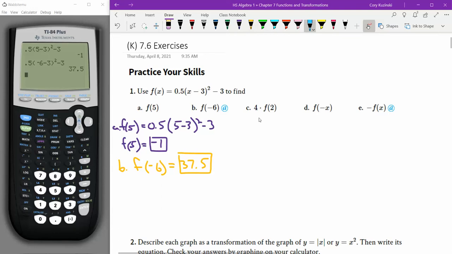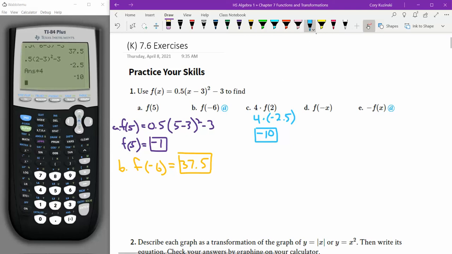All right, what about C? So we're going to do 4 times the value of f of 2. All right, f of 2, I'll use the calculator. I'll just go back and change this negative 6 to a 2, and that's negative 2.5. And then 4 times negative 2.5 is negative 10. So you got to find the value of the function first, then multiply it by 4.